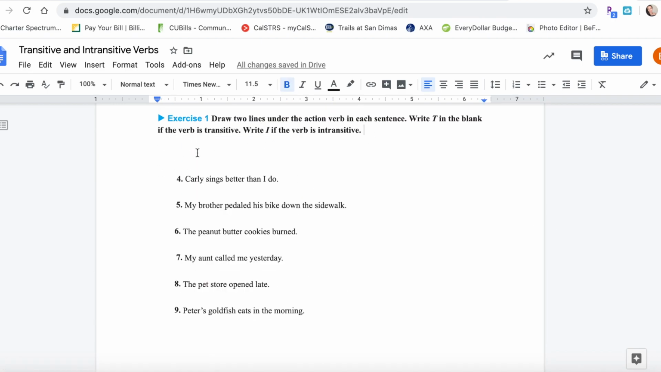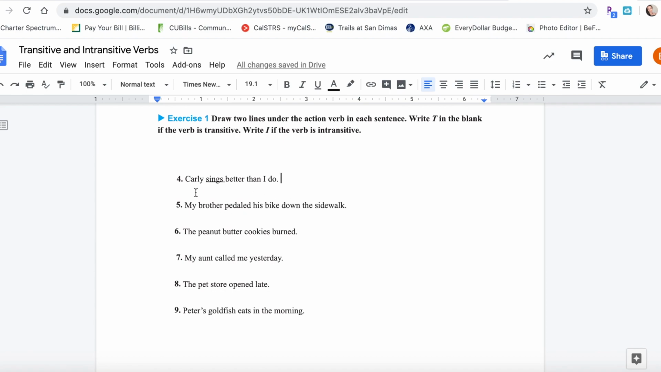So let's say that you are on number 4 and you are trying to figure this out, okay? So I know it says draw 2 lines. You don't have to draw 2 lines necessarily. You can just highlight. So I guess we'll just do this one together. So Carly sings better than I do. What does Carly do? Carly sings. So I'm going to underline that. Write T in the blank if the verb is transitive, or write I if the verb is intransitive. I'm just going to write it here on the side. I'm just going to do a capital T or a capital I. Carly sings better than I do.